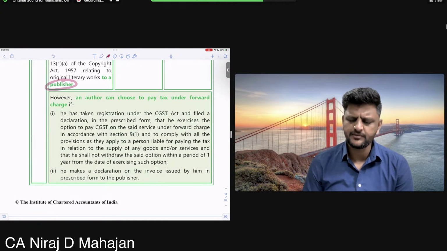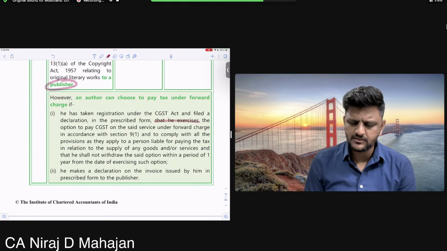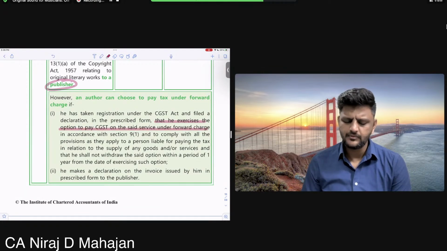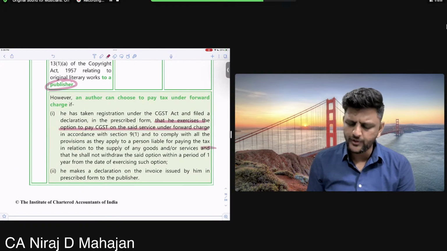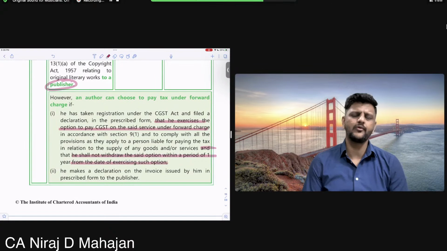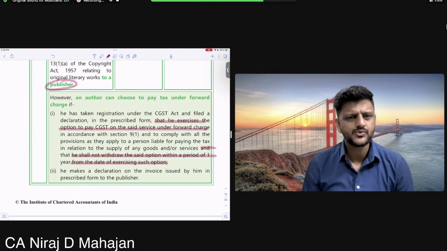However, an author can choose to pay tax under forward charge if he has taken registration under CGST and filed a declaration in the prescribed form that he exercises the option to pay CGST on the said service under forward charge and to comply with all the provisions as they apply to a person liable to pay the tax. And he shall not withdraw the said option within a period of 1 year from the date of exercising such option. So he's allowed for forward charge, but he'll have to stick to it for at least 1 year.